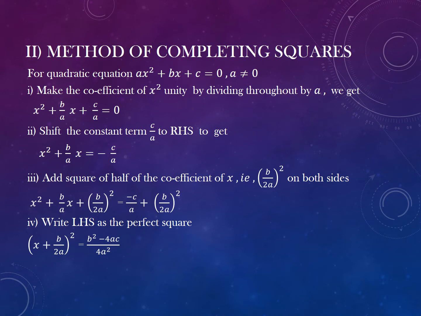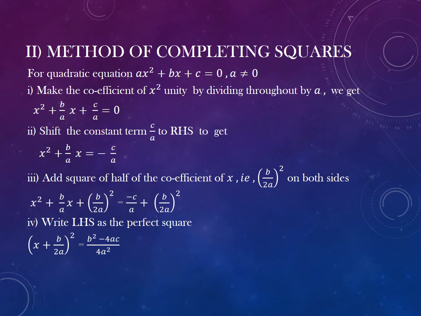Here, we start with the standard quadratic equation, that is ax² + bx + c = 0, where a ≠ 0. The first step is to make the coefficient of x² as 1. Here in the question it is ax². To make it 1, we need to divide throughout by a. So, we get x² + (b/a)x + c/a = 0.